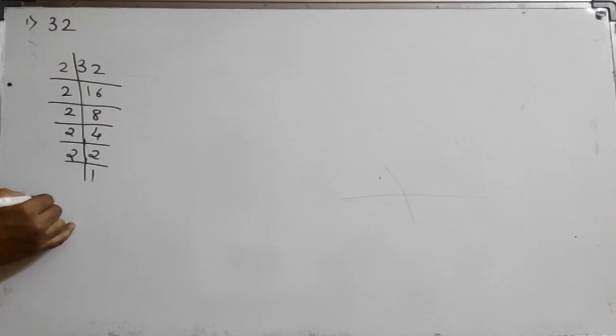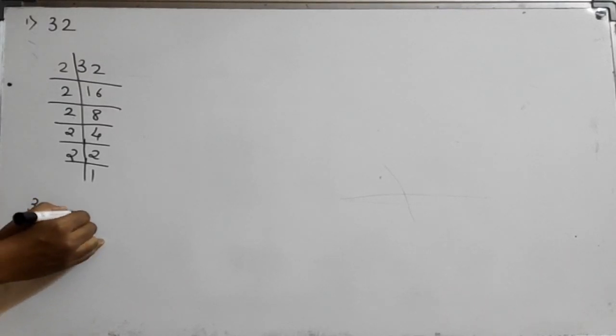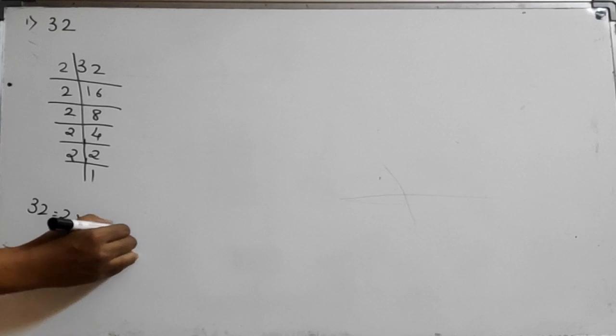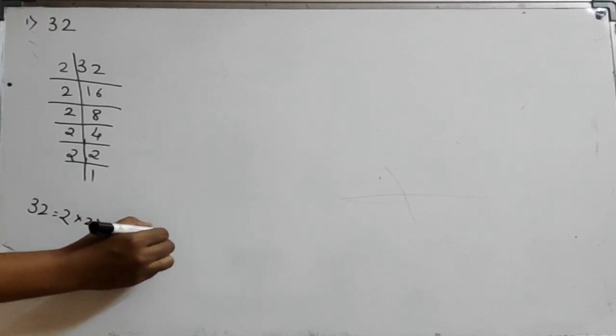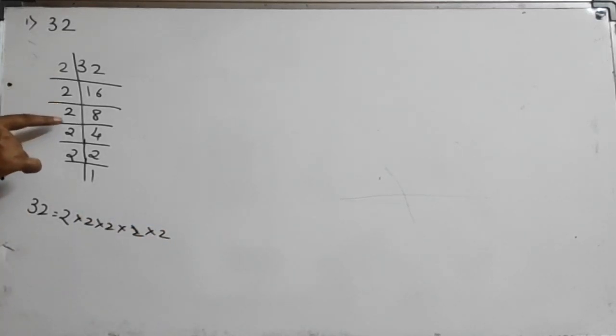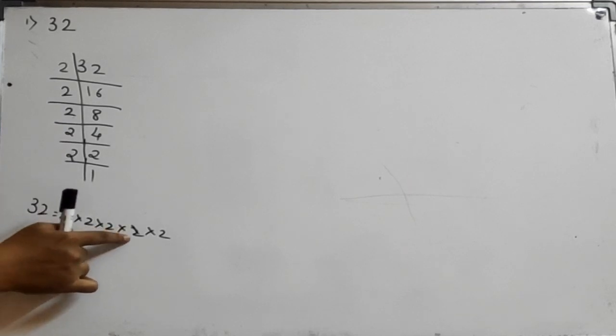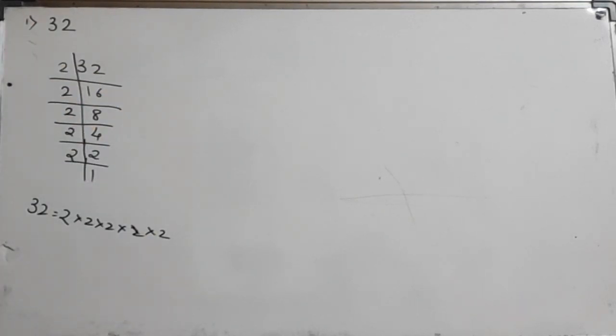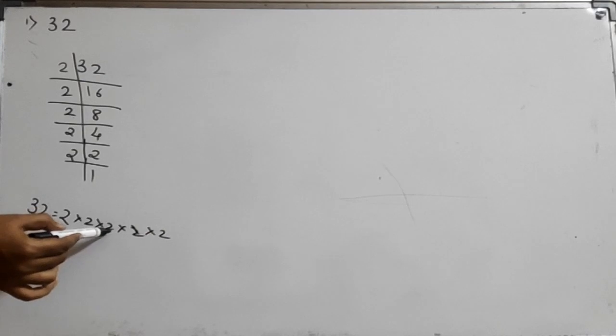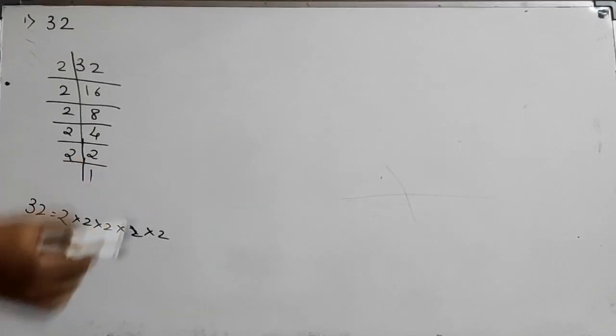So the prime factors: 32 can be written as 2 multiplied by 2 multiplied by 2 multiplied by 2 multiplied by 2. 1, 2, 3, 4, 5. So 32 can be written as 2 multiplied by 2 multiplied by 2 multiplied by 2 multiplied by 2.